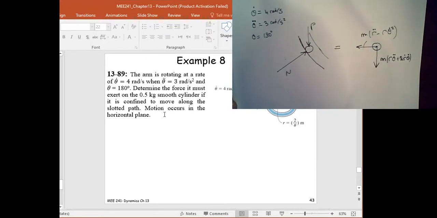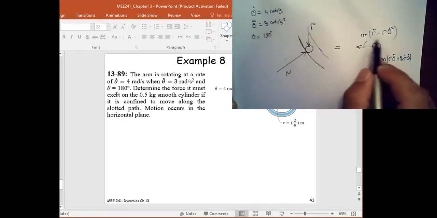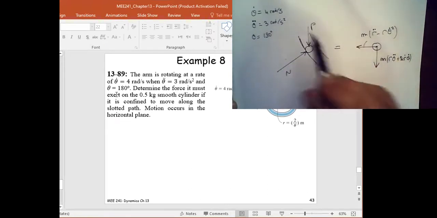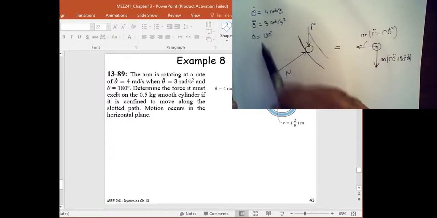Basically, what we need to do is find the force P. But how do I know the force P? We can solve this based on whatever values we have: theta prime, theta double dot, theta, right?